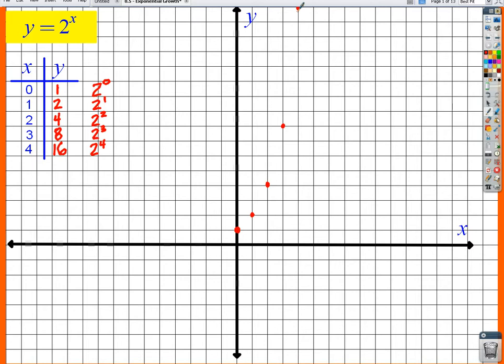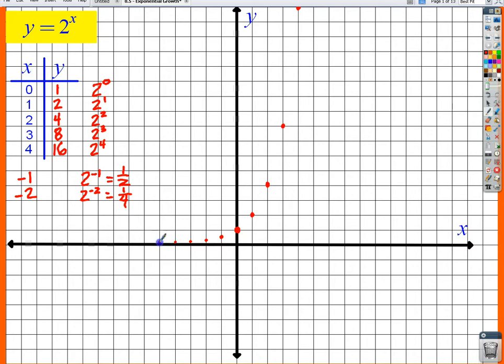Let's think about what happens if the exponent is -1. That means -1 goes in here, and 2 to the -1 is equal to 1/2. If I graph this, I go over to -1, and then I only go up a half. If x is -2, then 2 to the -2 is equal to 1 over 4. It's just going to keep going and going.